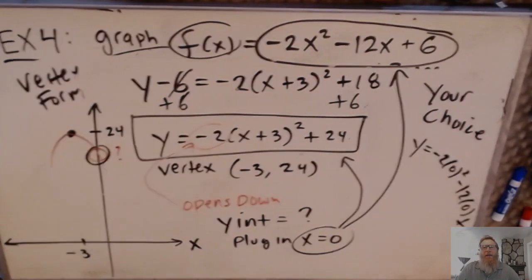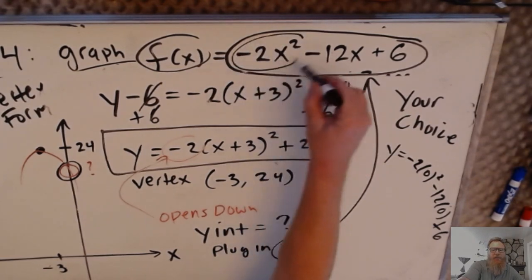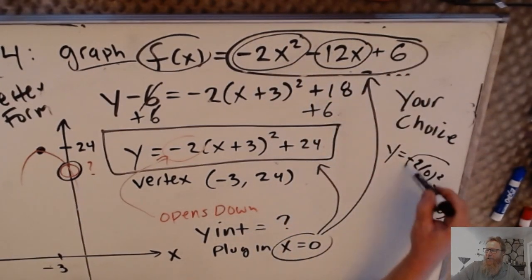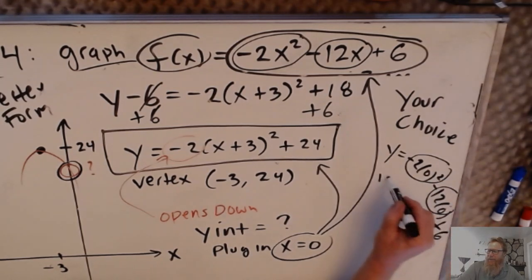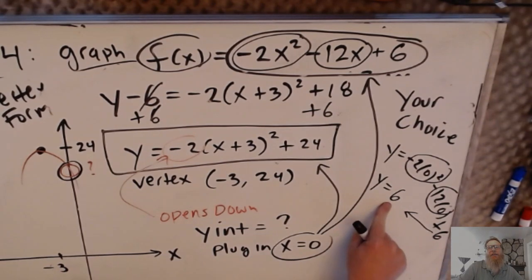Notice when I plug in 0 into this, this is going to turn into 0. That's going to turn into 0. So these are going to be zeros. So I'm just going to get y equals 6.